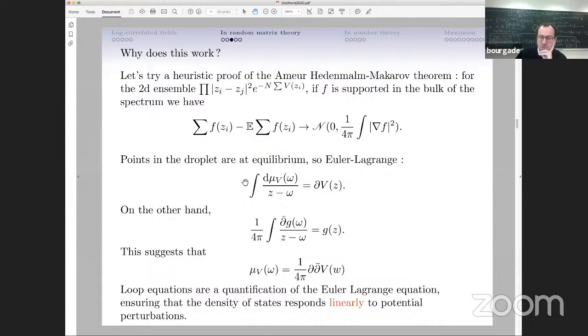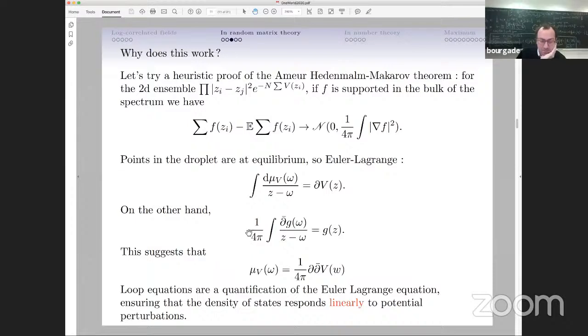First of all, imagine you have a particle in your droplet and it's at equilibrium. What it means is that the force, which is related to the potential V, needs to be compensated by the force coming from the other particles. So what you expect is that at equilibrium, the equilibrium measure mu V will be such that the Euler-Lagrange equation is satisfied, meaning that the integral of d mu V over z minus w, the differential of a Hamiltonian, so the force related to the log interaction, needs to be equal to dV of z. Okay, so it's really a matter of force, right? The one coming from V needs to be compensated by the other ones at leading order.